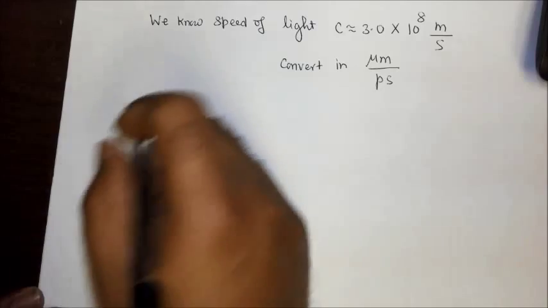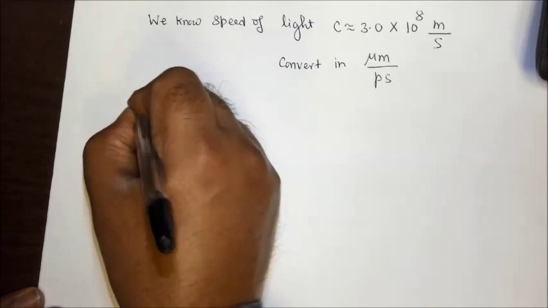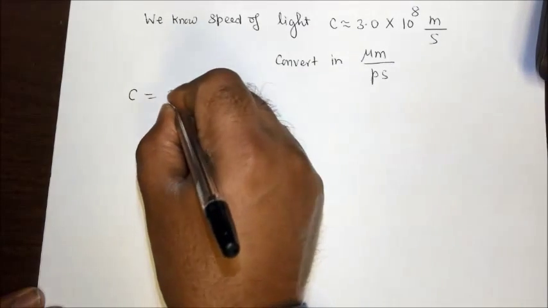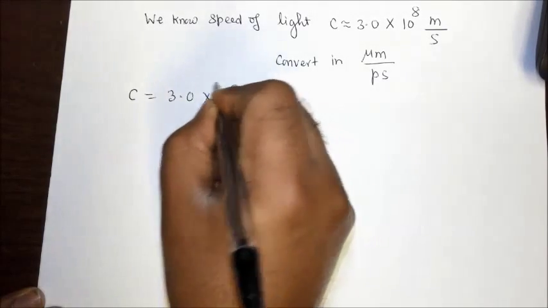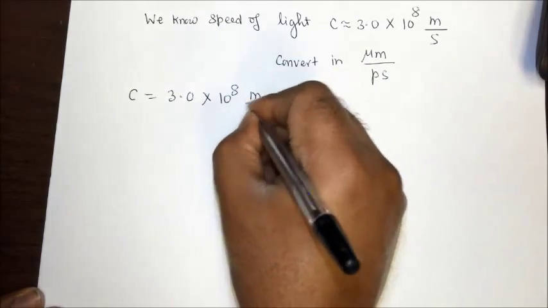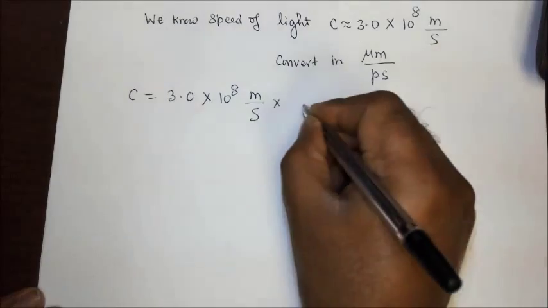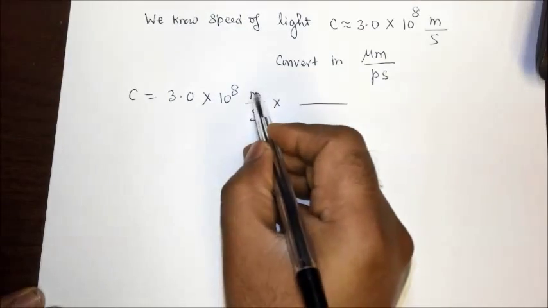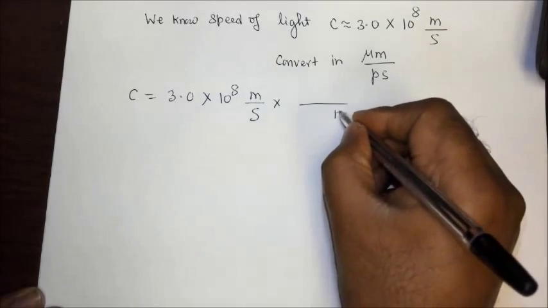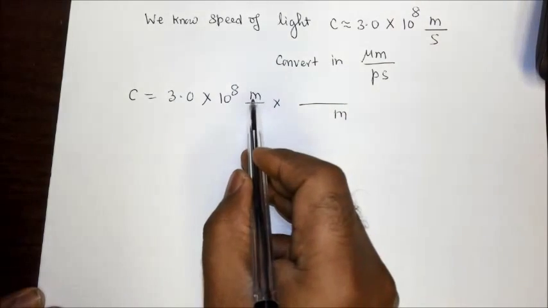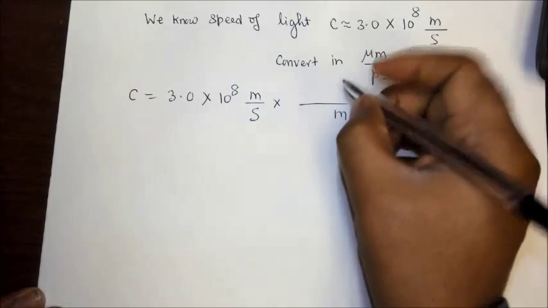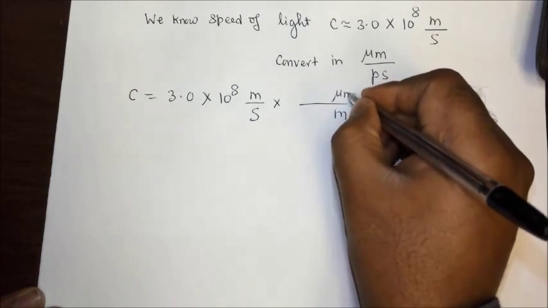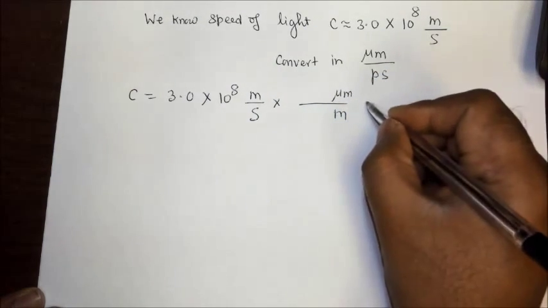How can we do this? Let's write the number C is equal to 3.0 times 10 to the power 8 meter per second. I want to get rid of meter on the top, so I will put meter in the denominator. On the top, in the numerator, I have to bring micrometer, so I'll put micrometer. Okay.